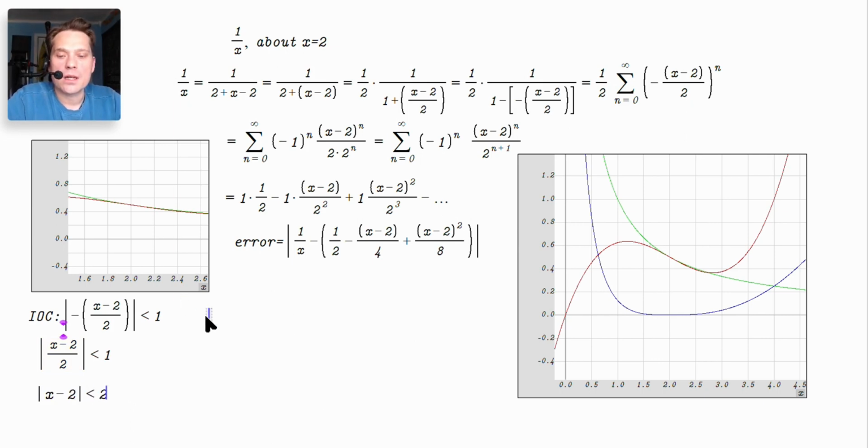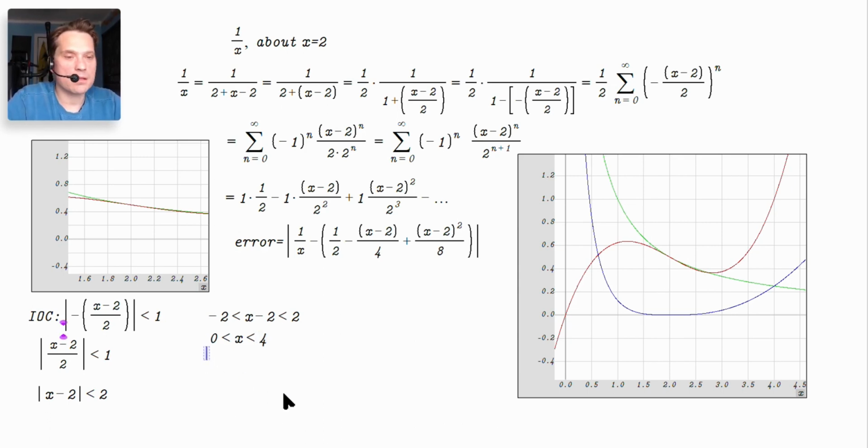All right, and then drop the bars, move the 2 left, so negative 2 is less than x minus 2 less than 2. Standard way of solving absolute value inequalities. Then add 2 to every term, negative 2 plus 2 is 0. Negative 2 plus 2 is 0, leaving x in the middle, and then 2 plus 2 is 4. So this is our interval of convergence.